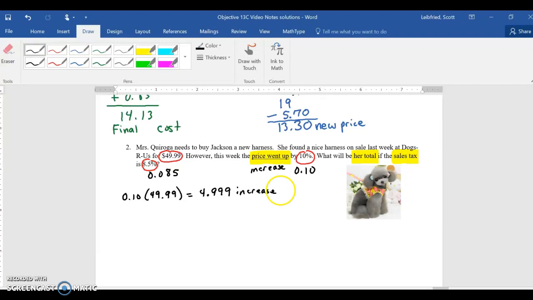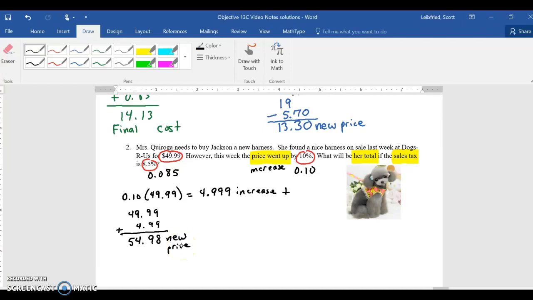So increase means add. So we're going to take $49.99 and we're going to add 4.99. And when we do that on our calculator, we get $54.98. So this is the new price.